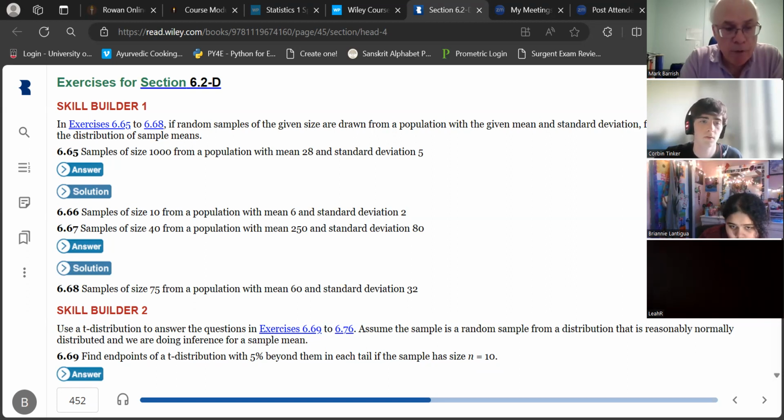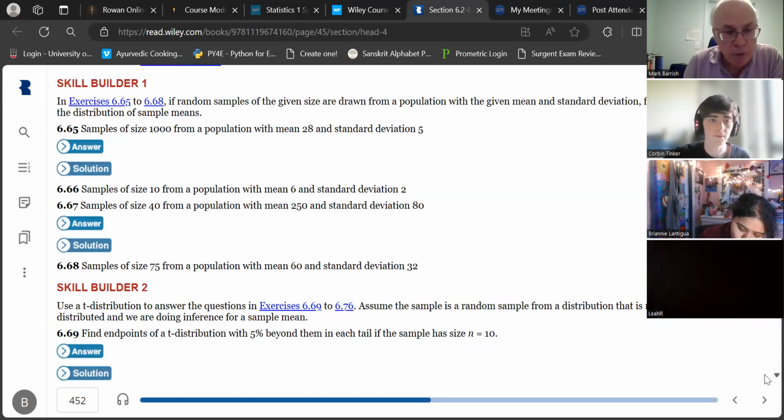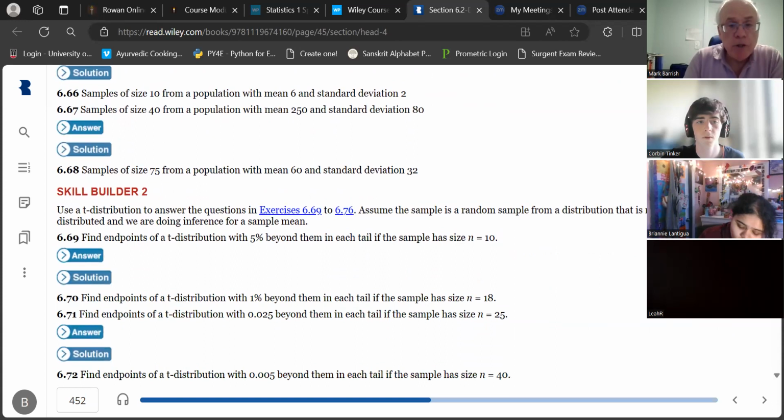All right. Is everybody good with this? I think you're all doing fine. That's it. And I just want to make sure that you know that's the standard error, not something else. All right. Now here's something a little bit different. Let's look at skill builder number 2. Now I'm going to have to show you how to do this first. We haven't really done this yet.